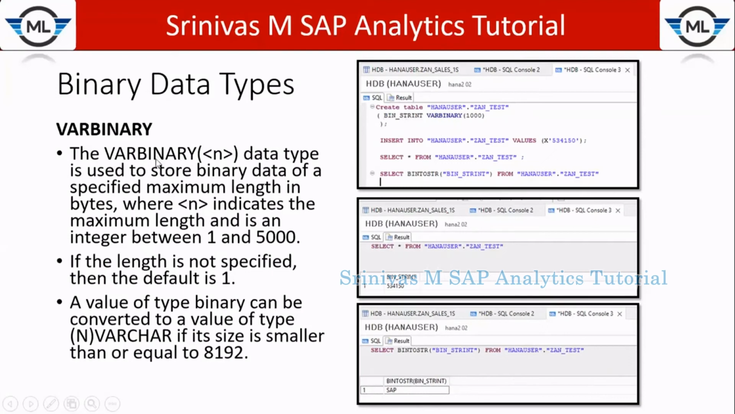So how to define binary here? By using VARBINARY, we can define a column of binary data type. Within the brackets we need to specify the maximum length. We can specify the length between 1 and 5000. And how to enter data into this VARBINARY data type? If you want to insert data into a column of type VARBINARY, you can insert in this way. Here you see it is clearly mentioned also.